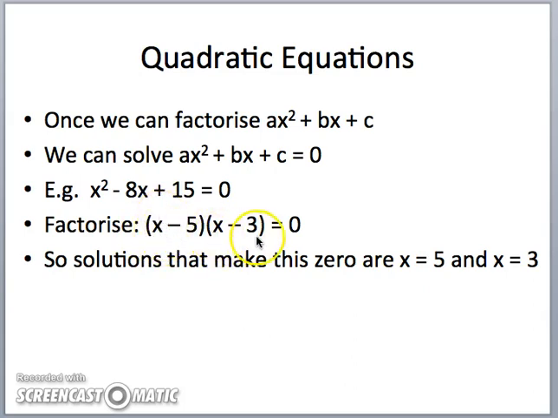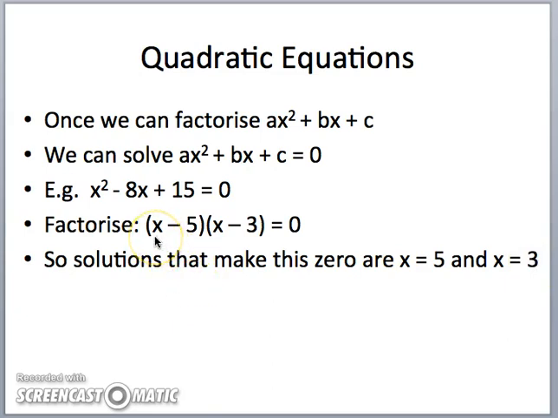That x has to be 5. Here, on this bracket, what makes this bracket 0? Well, x minus 3 equals 0, which means that x has got to equal 3, because 3 minus 3 is 0. So once we have the factors, we can write down the answers straight away. For the bracket x minus 5, the solution is x equals 5, and for the bracket x minus 3, the solution is x equals 3.